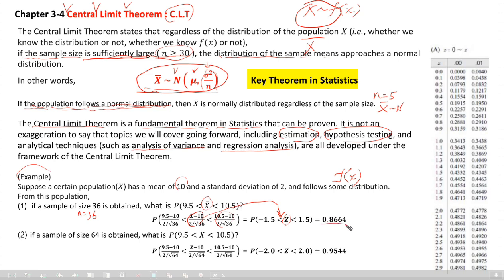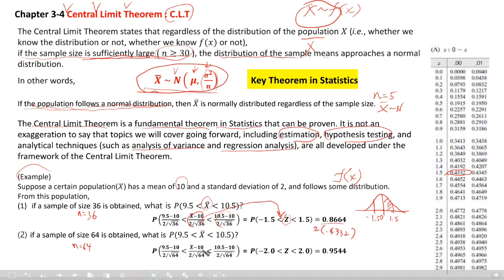Then the probability is 0.8664. You know how to read this. In the normal distribution, from 0 to 1.5, the probability is what? For 1.5, it is 0.4332. So minus 1.5 to plus 1.5 is 2 times 0.4332, right?